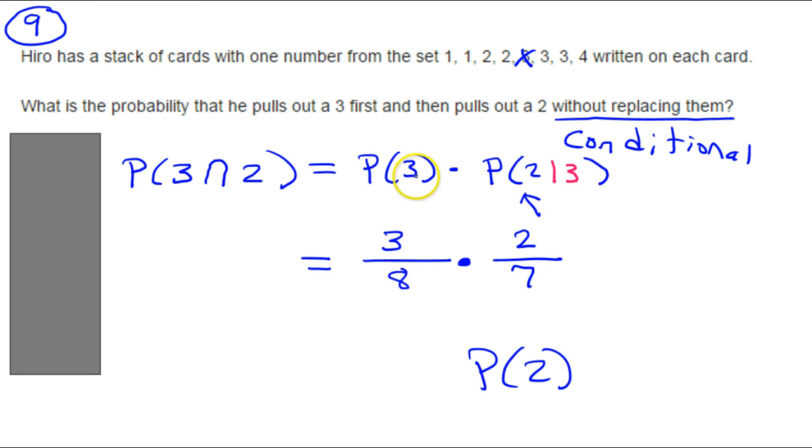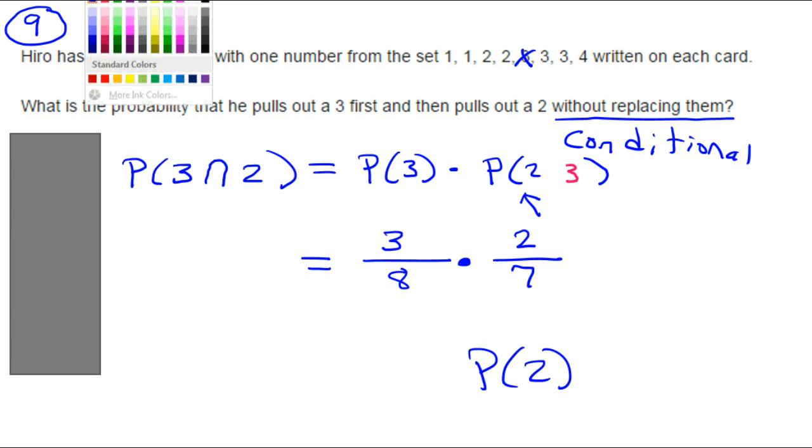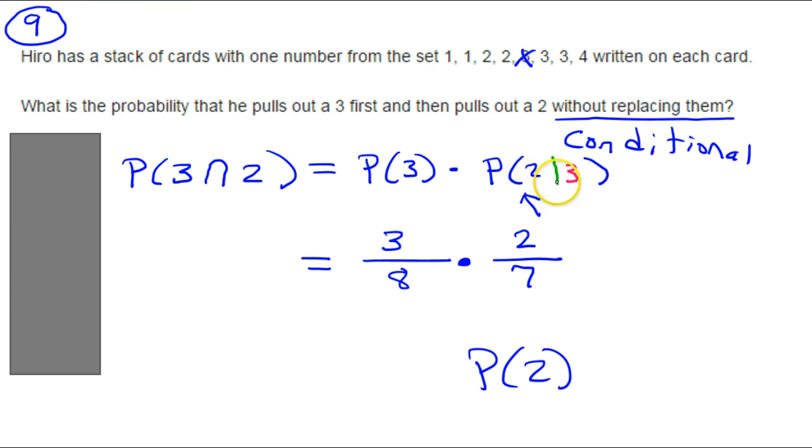Technically I'm supposed to write it this way. So we found the probability of pulling a 3, and that was just normal because nothing had been taken out yet. And then the probability of pulling out a 2 given that the 3 already happened. That looks like a 13. I don't like that. Let me change it. In fact, I'll just use green. But that's just the way you write it to show what we did by taking into account that we took a card away, so it was only going to be 2 out of 7 and not 2 out of 8. Anyway, we're going to go ahead and multiply these together, and that should give us the probability.